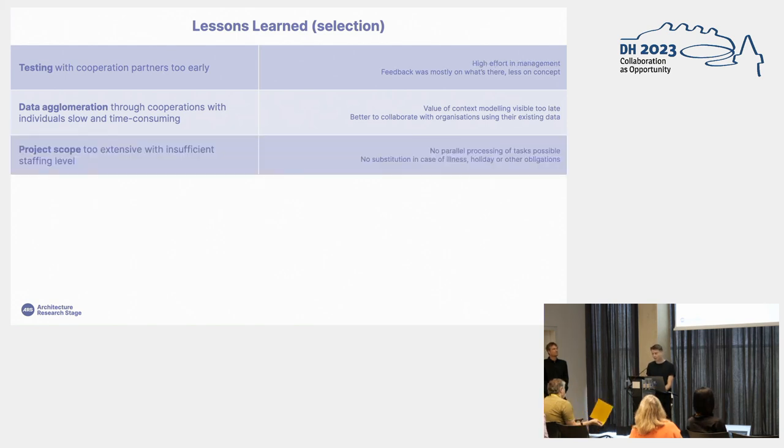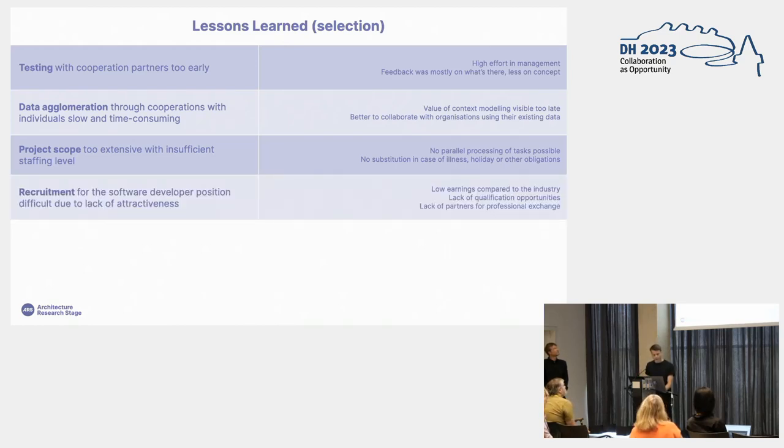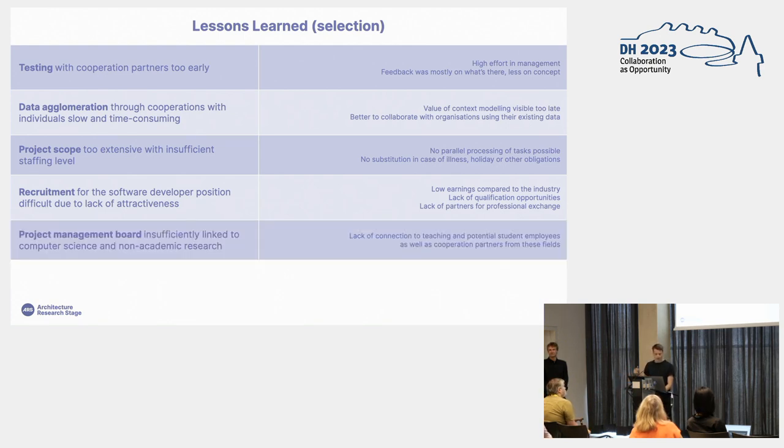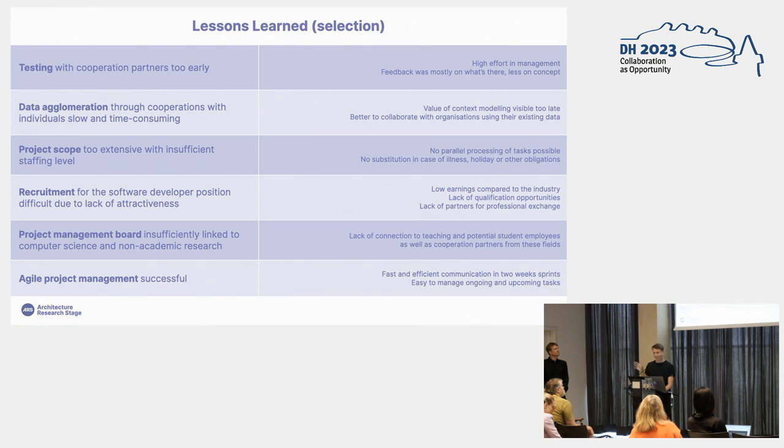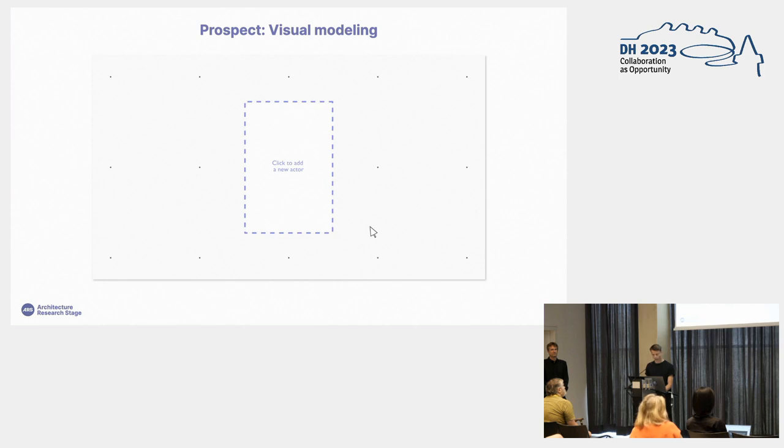Our project scope was admittedly slightly large for the staffing levels that we have. Okay, we faced a number of challenges through that. I'm just going to speed up. The recruitment for the software developer position was difficult. I'm sure many of you know this issue. We lacked connections to computer science and partners from non-academic research. But to name something positive, our project management and the agile workflow that we used was very fast and efficient, saved us a lot of communication in 2-week sprints, and that worked really well.